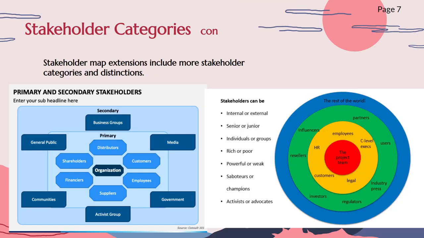So, an extension of the stakeholder map includes additional stakeholder categories and distinctions. For example, companies may distinguish between primary and secondary stakeholders. Primary stakeholders could be the five classic stakeholders mentioned earlier, and secondary stakeholders can be government, competitors, consumer advocacy groups, and the media, among others. Business leaders need to differentiate stakeholders by analyzing their power, influence, and the way they exercise their rights, taking their values into account to make more informed decisions.